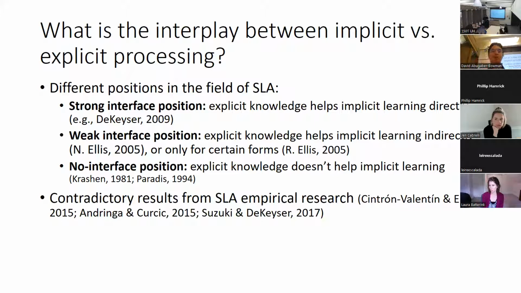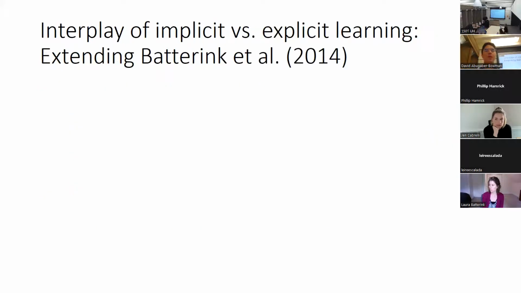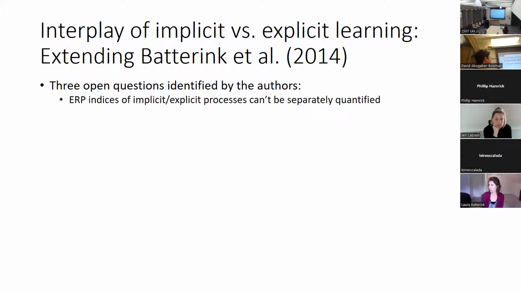However, previous SLA empirical research shows contradictory results on this topic. So Batterink et al. 2014 identify explicitly three open questions regarding this interplay of implicit versus explicit learning. The first one is the fact that the ERP indices of implicit versus explicit processes can't be separately quantified. So in a nutshell, you can't tell if the early negativity and the late positivity actually occurred at the same time in participants, but they sort of cancel each other out, and it just happens to be that the rule unaware group showed negativity and the rule aware group showed positivity. So the question here is whether the two processes are actually covertly or underlyingly co-occurring.